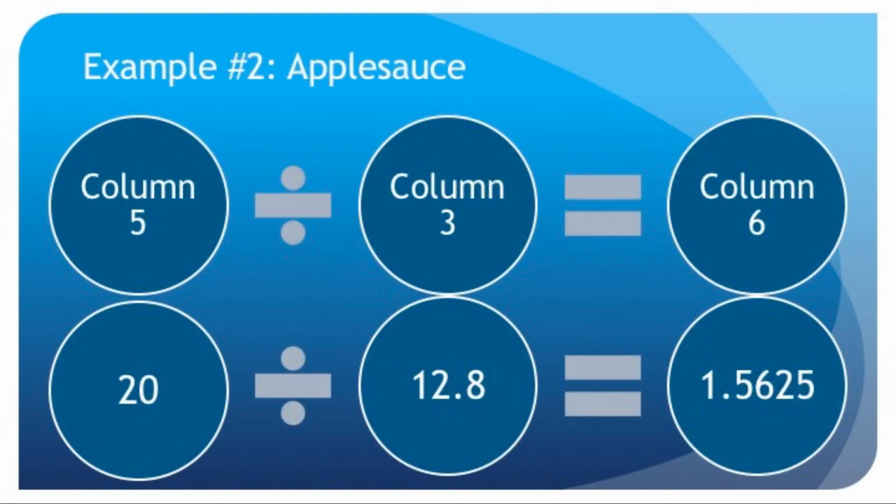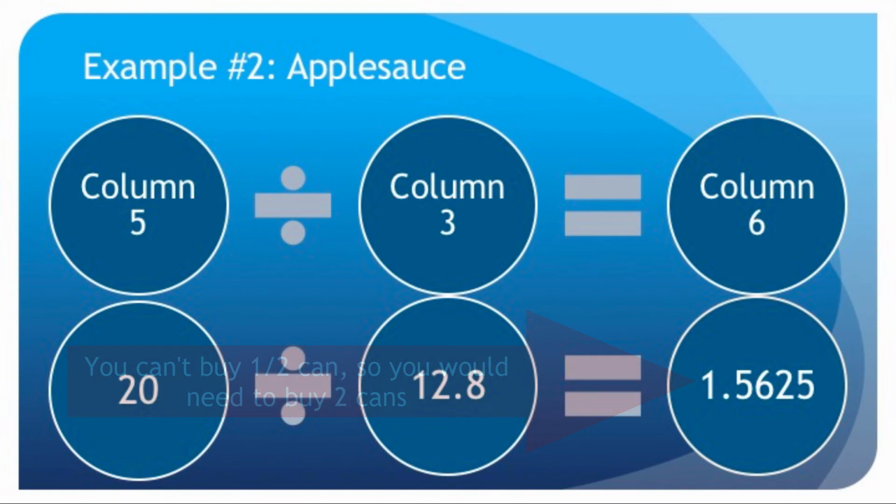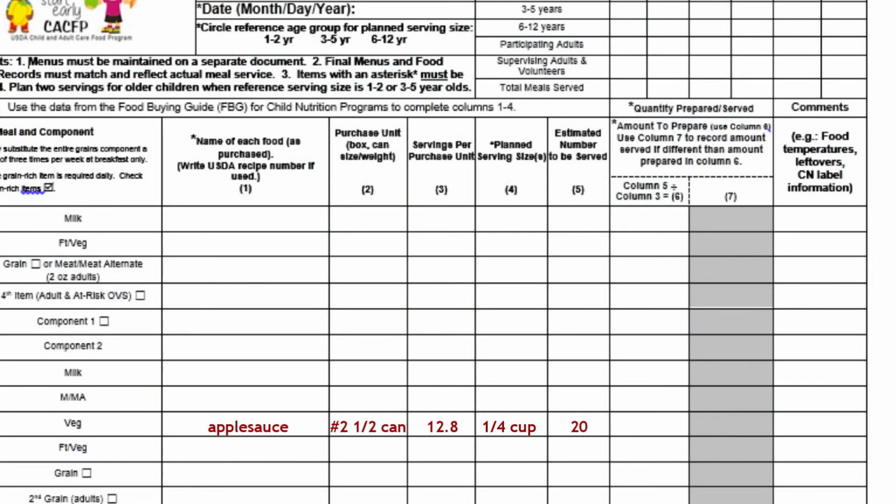Let's discuss another example. If you are planning for 20 children, there are 12.8 1/4 cup servings per can of applesauce. Divide 20 by 12.8 to determine that you need a little over 1.5 cans. You can't buy half a can, so you would need to buy 2 cans. On the food production record, be sure to record 2 cans or the amount you actually served, not 1.5625 cans. Again, the amount recorded should be measurable.